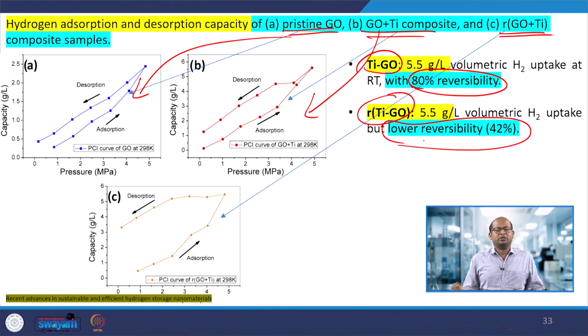So either we can use titanium graphene oxide. In that case the material would store a good amount of hydrogen, and at the same time there is reversibility of the hydrogen that is being stored. So that would give much better reversibility as compared to the reduced graphene oxides, where titanium and graphene oxides were used to make the composites.